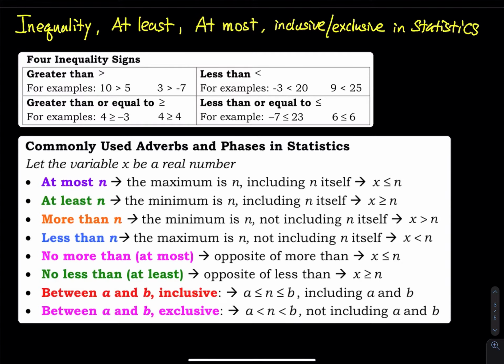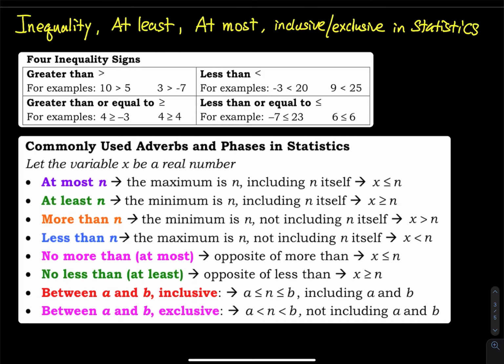In this video, we are going to discuss inequality and the commonly used adverbs and phrases in statistics. Trust me, when you take a statistics course, you see this almost everywhere. So let's review the inequality signs.